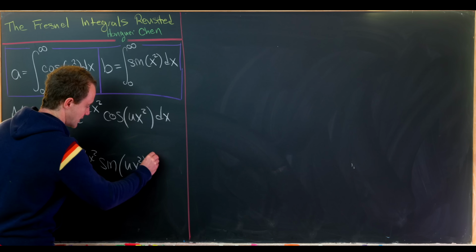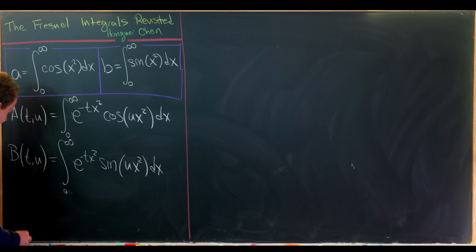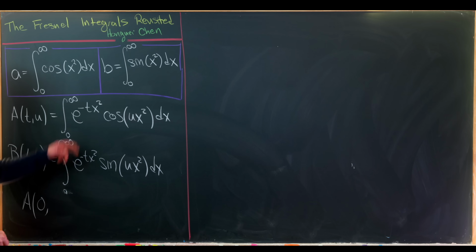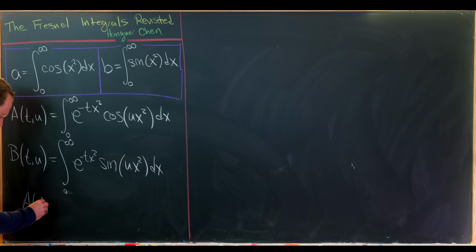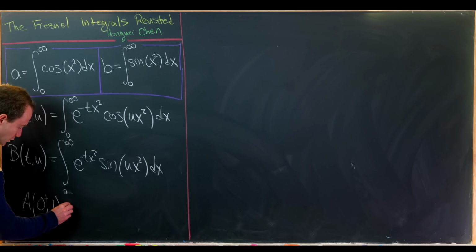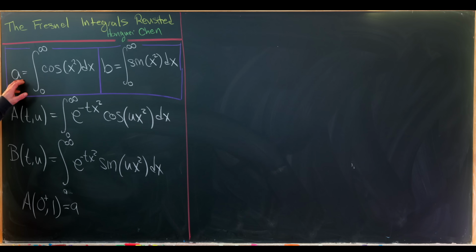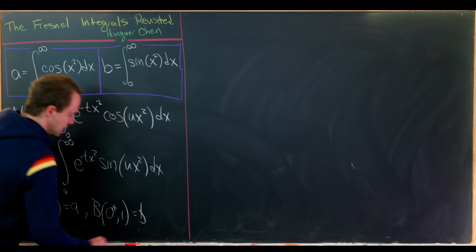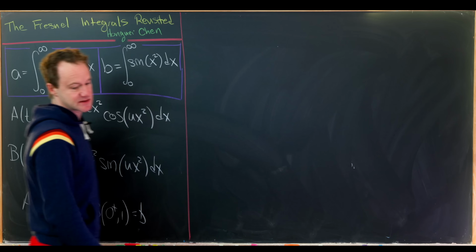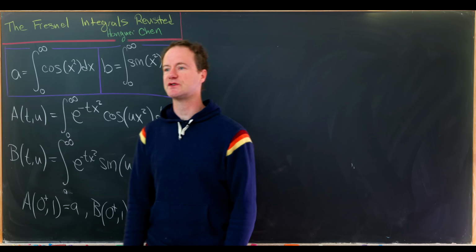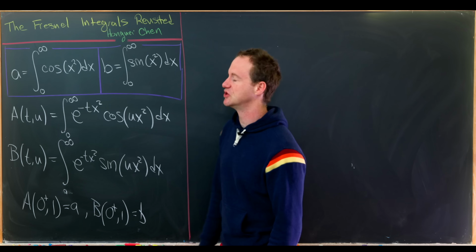of u x squared dx. Now let's notice that if we take A and evaluate it at t equals 0, it's not exactly t equals 0, it's really a limit as t approaches 0 from above, so I'll put a little plus there, and then evaluate it at u equals 1, we get the first of our Fresnel integrals, lowercase a. Similarly, if we do that to our parameterized family B, we get our lowercase b, which is the sine Fresnel integral.